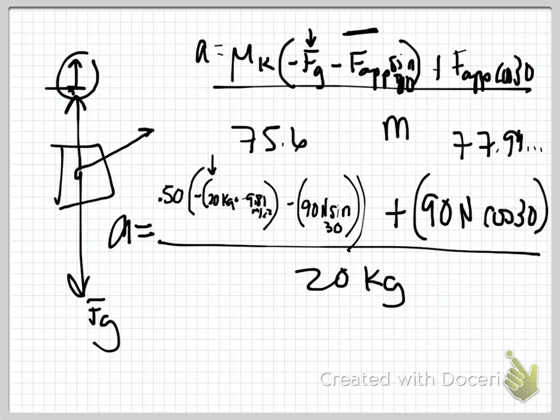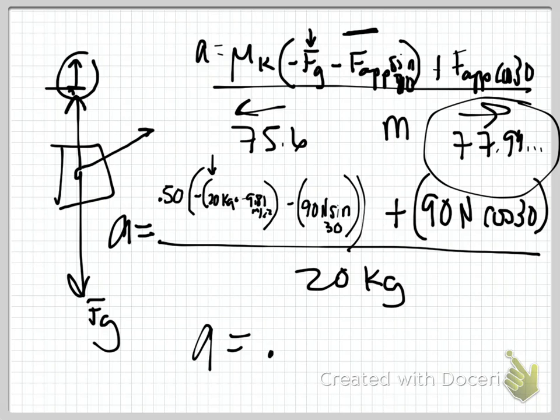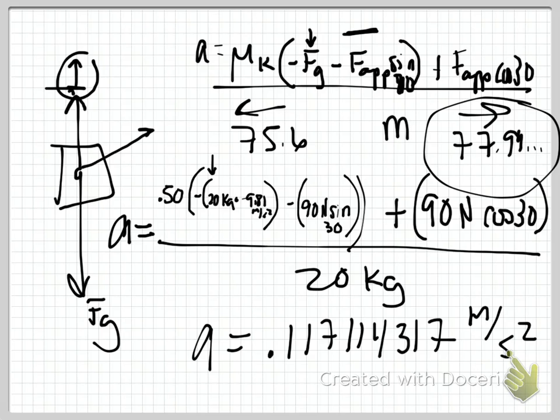Okay, so the thing to remember is that this is the direction in which the acceleration is going to happen. Make that a positive, subtract your 75.6, divide by 20, and there's your answer. So acceleration is 0.117114317 meters per second squared. Is that what you got? Okay.